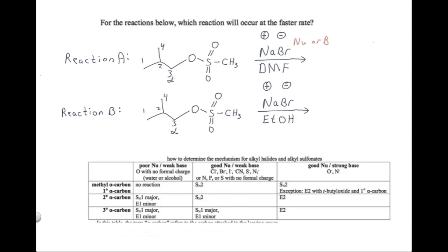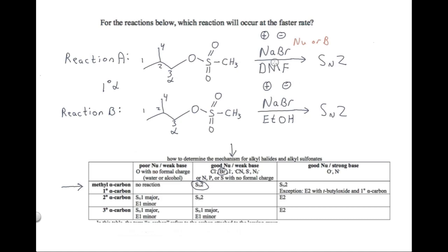We need to notice that this alpha carbon is primary. In both cases, we have a primary alpha carbon because carbon 3 is attached to one carbon chain, starting with carbon 2. A primary alpha carbon puts us in the top row of the table. Br minus puts us in the middle column of the table. So the table predicts an SN2 mechanism for both reaction A and reaction B.